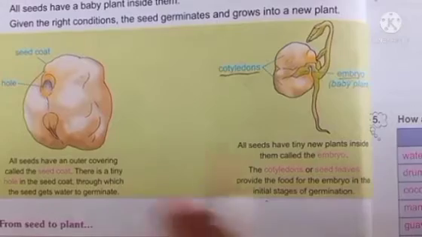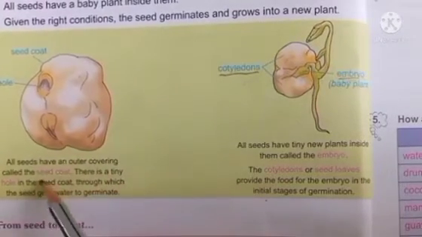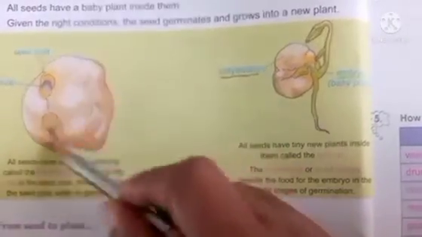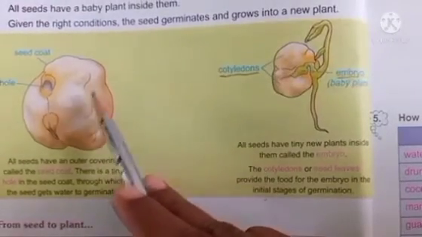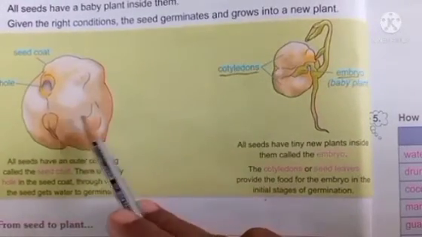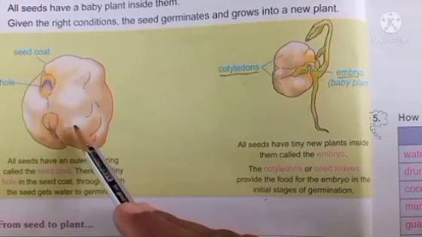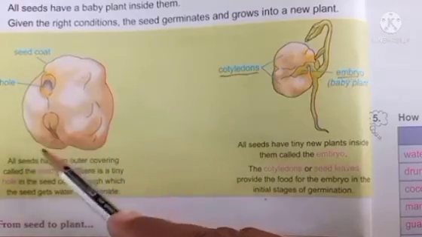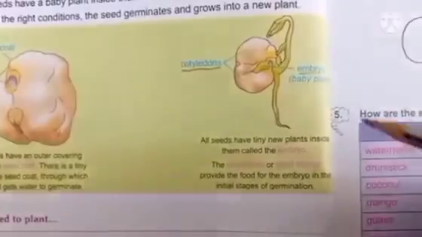So all seeds have an outer covering called the seed coat. This is the seed coat. Outer covering is the seed coat. There are tiny holes in the seed coat through which the seed gets water to germinate. From the holes, the seed gets water and starts germinating.